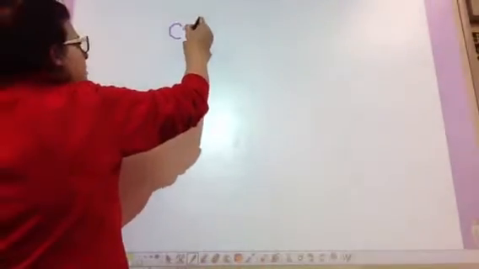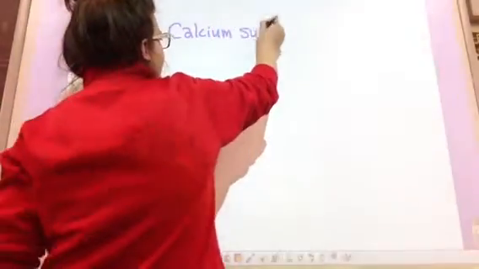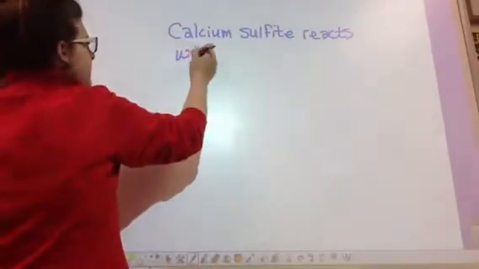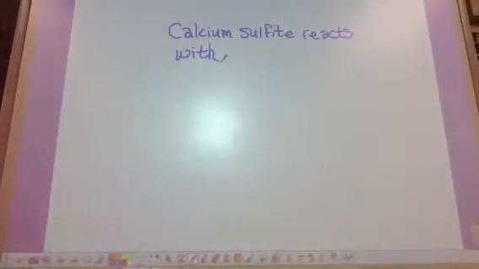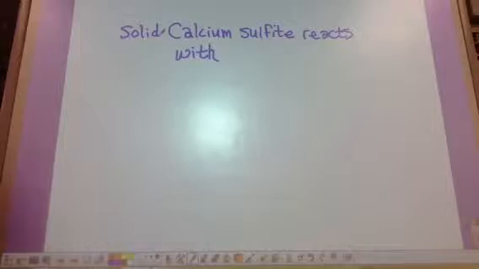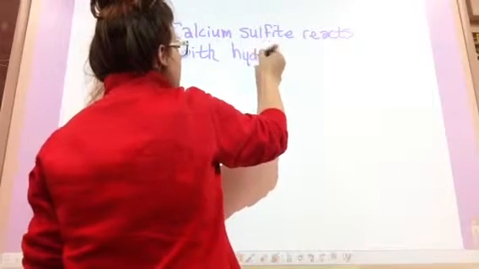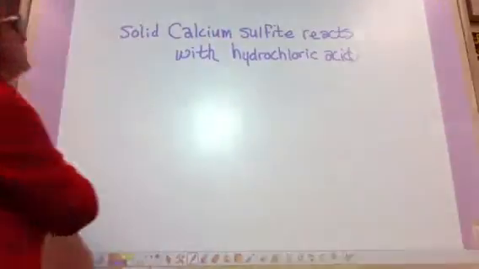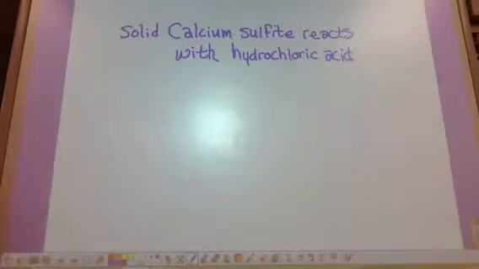Okay, let's try another one. What if I have calcium sulfite reacts with, let's see, I have calcium, let's say solid. We have solid calcium sulfite reacts with, let's do hydrochloric acid. Okay, solid calcium sulfite is reacting with hydrochloric acid.